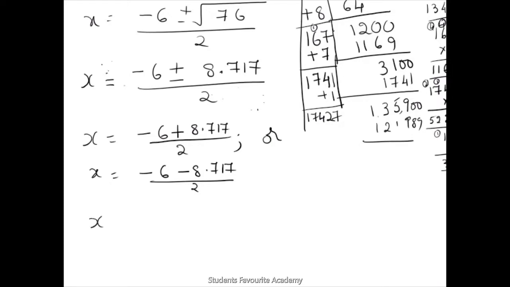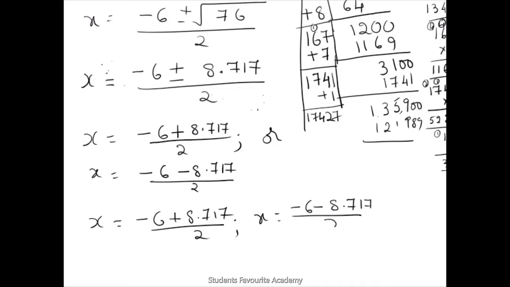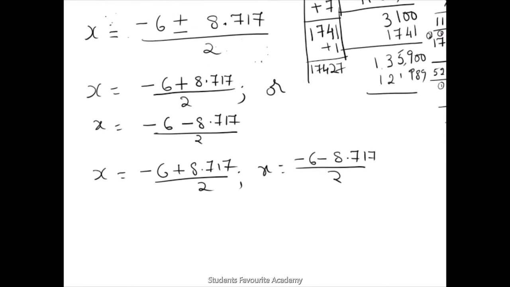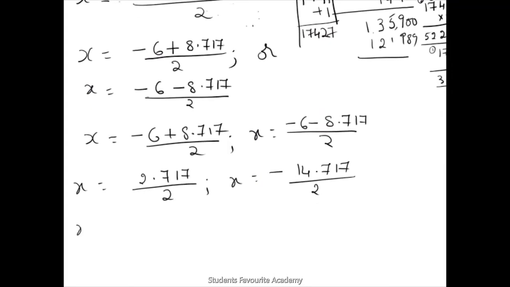So that means now x is equal to, one answer will be minus 6 plus 8.717 upon 2, and the other answer is minus 6 minus 8.717 upon 2. I am repeating the same thing here so that I can divide now. So x is equal to, now first you have to add. Now this is minus 6 and this is plus 8.717, so it will become 2.717 upon 2. And this will become minus 14.717 upon 2, because both are minus, so minus 6 and minus 8.717 will become minus 14.717 upon 2, right?